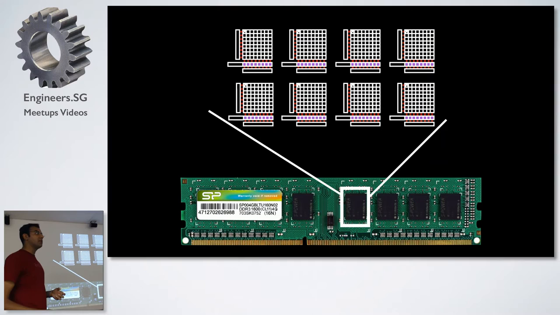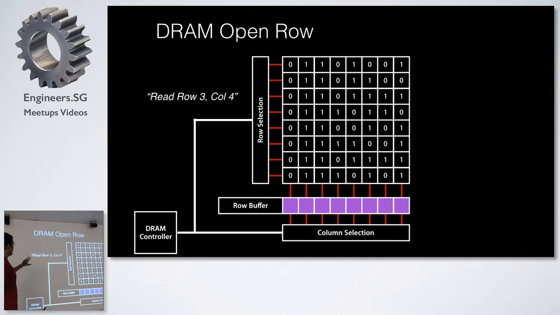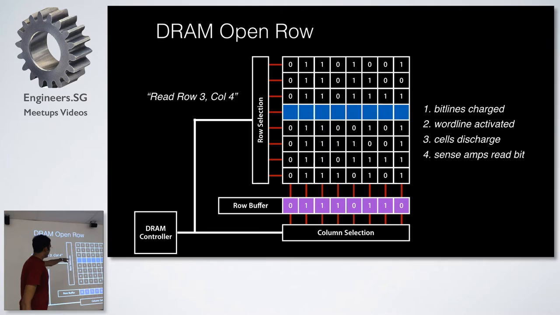Let's go back to the array now, and let's just throw in some numbers here. Let's say we get a command from the CPU that says, hey, I want you to read row 3, column 4. So what actually happens is the memory controller tells row 3 to open itself. It's called the open row procedure, where the bit lines get charged as before, the word line gets activated, and when this happens, the value there gets discharged and copied into our row buffer through the sense amplifiers, right?